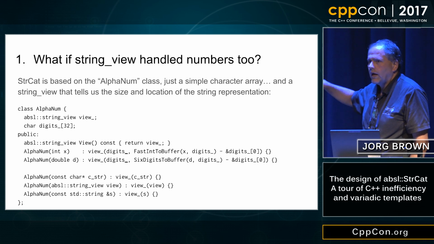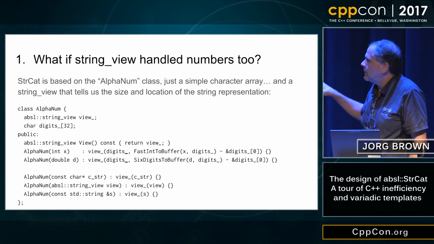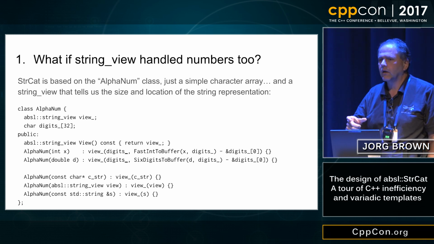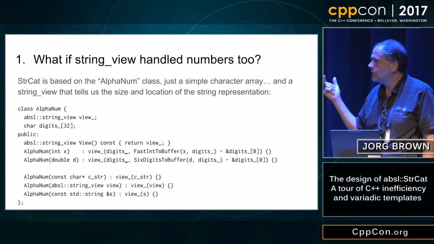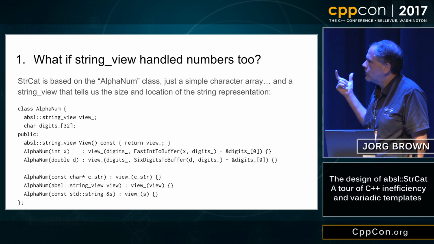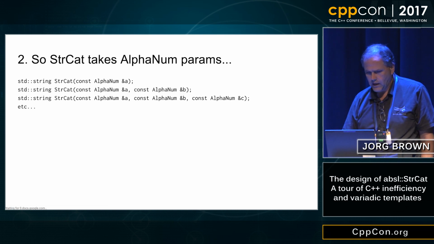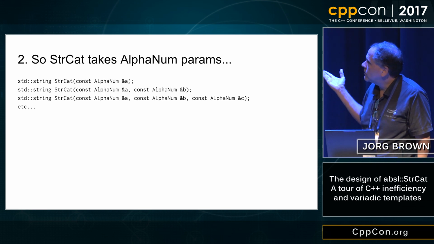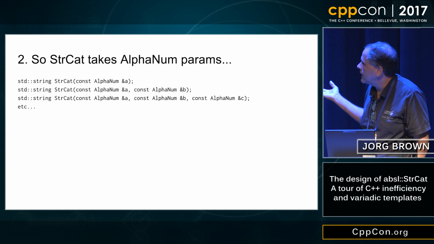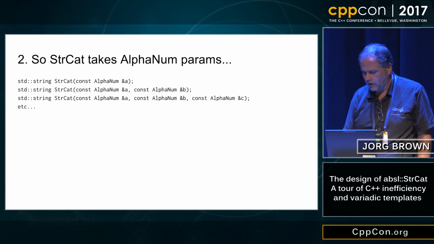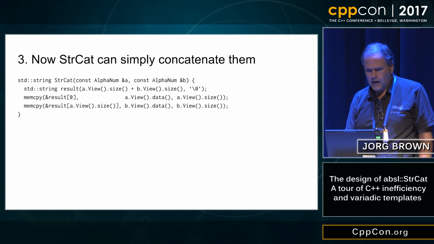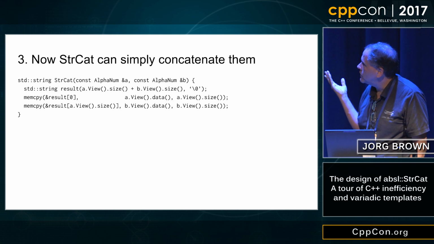There's one little extra trick. I couldn't just create a string_view constructor, because then if you try to pass a literal string, C++ would have to do two implicit conversions: first to string_view and then to AlphaNum. So I have to actually spell out the individual string-like types. Having that, we then just define StrCat, in multiple varieties, taking various numbers of arguments.